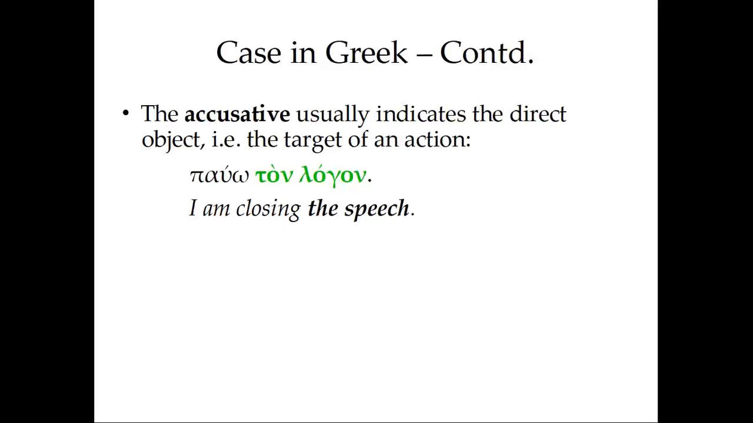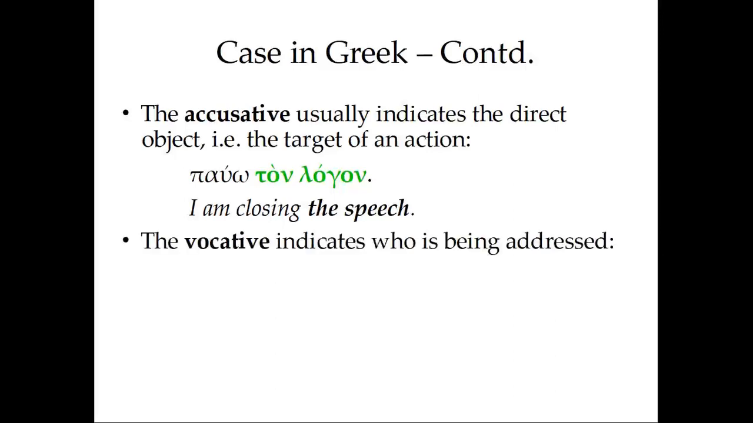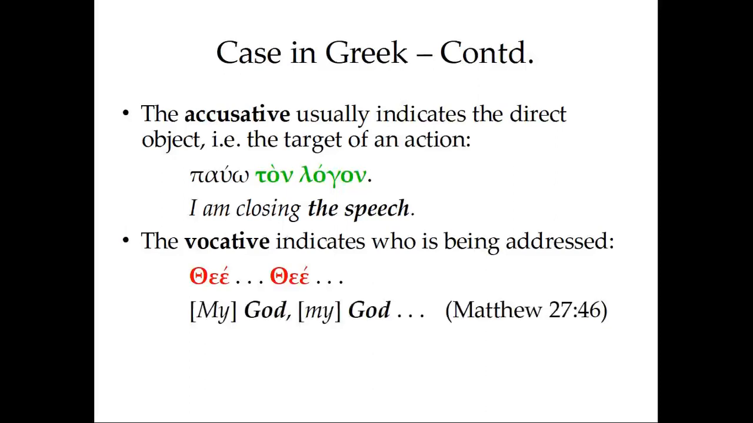action. Let's turn to the vocative. The vocative indicates who is being addressed, if it's made explicit. So for instance, te'e, my God, why have you forsaken me? This is a line from Matthew 27. And I put the my in brackets because we don't have the word for my there. Just on its own, te'e would mean something like God. And that is the vocative.